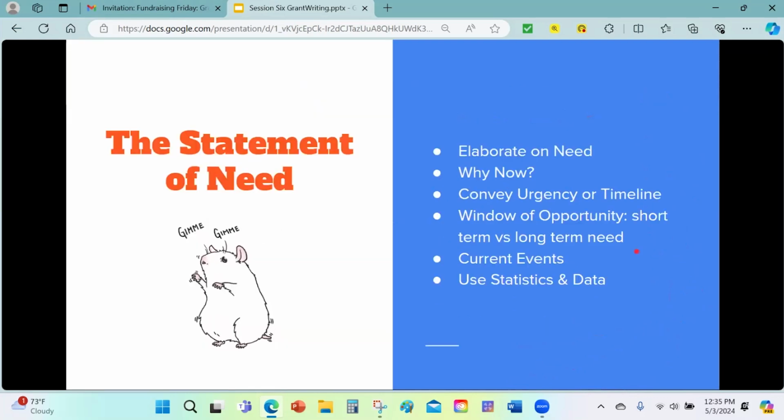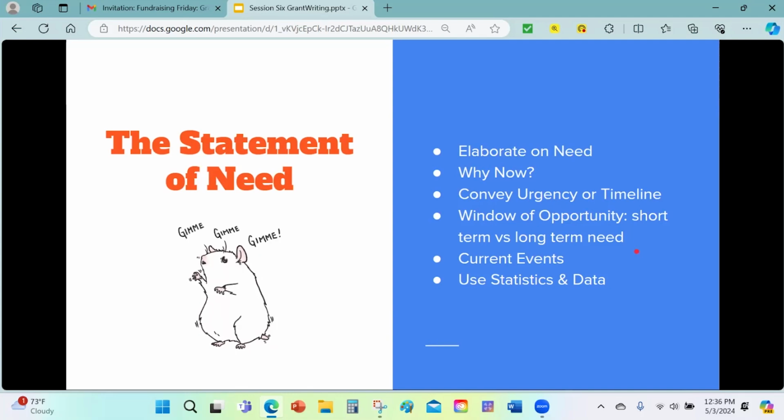Okay, so now we're on to the statement of need. This is, in a sense, the problem. What problem or what gap is your project going to fulfill? What problem are you going to solve? What need is there? What is the need, right? This isn't the how yet. This is just the statement. Why? What's the problem? What's the need? That's what we're going to demonstrate in this section.